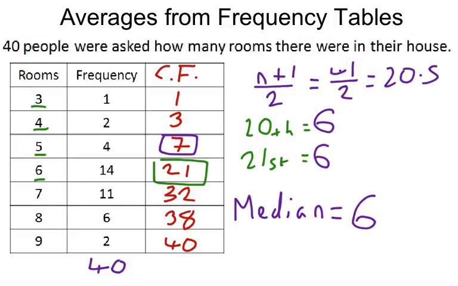So that's how we calculate the averages from a frequency table. For the mode, we simply look for the one with the highest frequency. The range, we take the largest data and subtract the smallest data from it. For the mean, we multiply the data by the frequency and then add up all of those answers to get the total and divide by what we get when we add up all the frequencies. And for the median, we use n plus 1 over 2 to find the position that we are looking for, and then we use the cumulative frequency to find which piece of data is in that position.